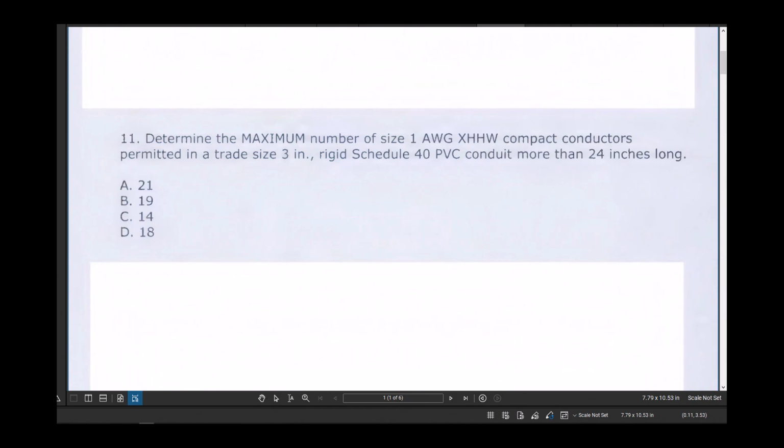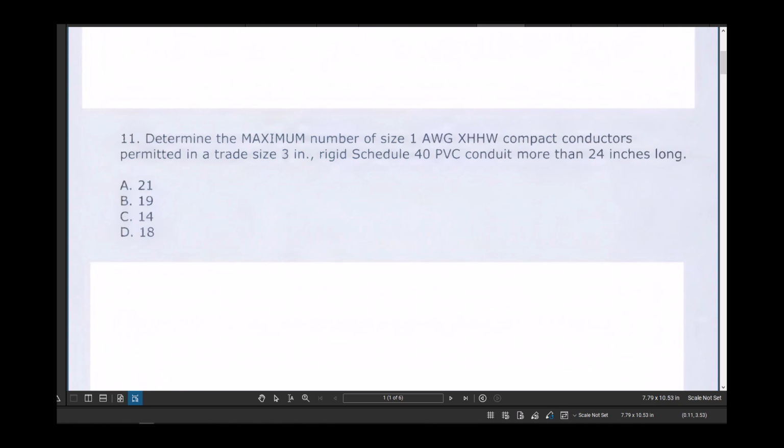Question 11. Determine the maximum number of size 1 gauge XHHW compact conductors permitted in a trade size 3-inch rigid schedule 40 PVC conduit more than 24 inches long. A. 21, B. 19, C. 14, D. 18. If we find the keywords to start our navigation in the index area, we're looking for the maximum number of conductors for the specific wire, which is a compact conductor.